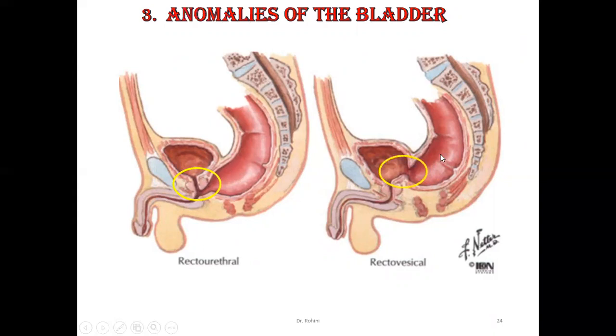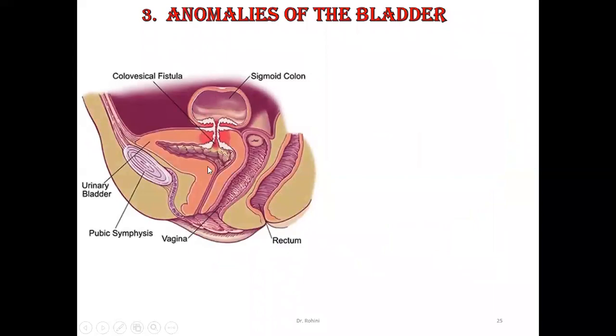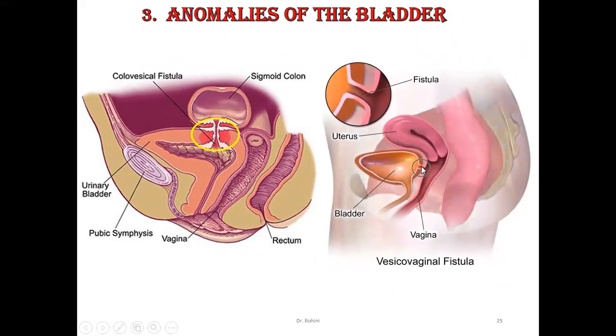Another one you can see is an opening between the rectum and bladder. Vesico means bladder, urinary bladder. So recto-vesical fistula, recto-urethral fistula. Another condition is where the sigmoid colon and bladder have a connection. This is called colovesical fistula. Another condition in females is where the vagina is connected: vesico-vaginal fistula in females.